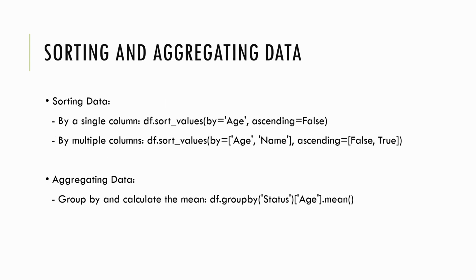Now let's discuss sorting and aggregating data. To sort data, we can use the sort_values method. For example, sorting by age in descending order. You can also sort by multiple columns, for example by age and then by name. For aggregating data, we often group data by certain categories. The groupby method allows us to group the data and perform operations like calculating the mean age of each group.